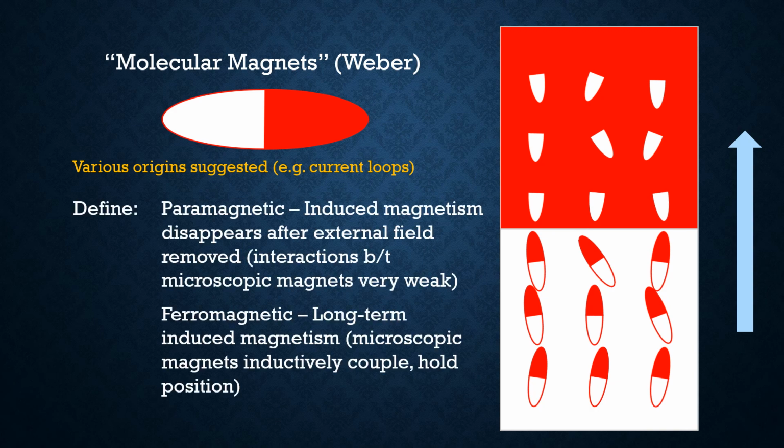The first of these is paramagnetic or paramagnetism, in which the induced magnetism disappears once you remove the field. So in other words, it's never stable. Once you remove the external field, the molecules randomize and go back to where they were, giving you a non-magnetic material. On the other hand, there's ferromagnetism, in which the magnetism remains in the object after the external field is removed. And this is because the molecular magnets self-induce and they hold themselves in the position that they have been given by the external field.